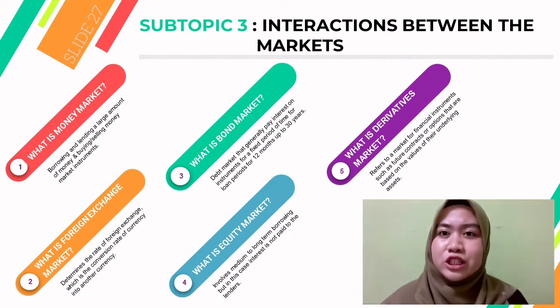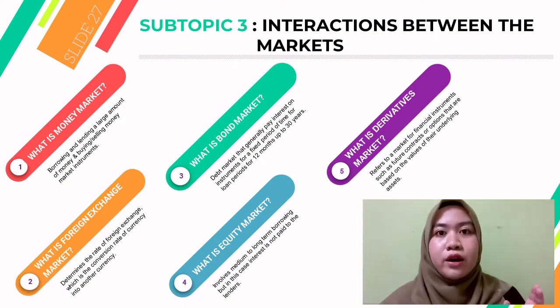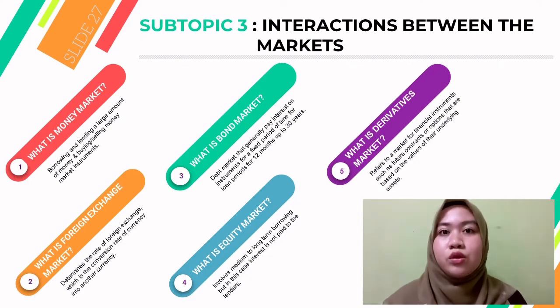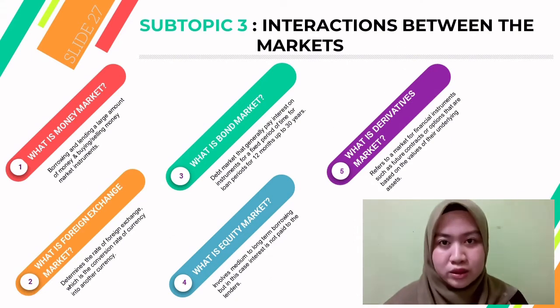Then we have the bond market. The bond market is generally a debt market that pays instruments for a fixed period of time. For loan periods, it is from 12 months up to 30 years. The bond market can also be called the fixed income market. The bond market involves medium to long-term borrowing, where instruments of 1 to 10 years are called notes, and instruments that exceed 10 years are called bonds.